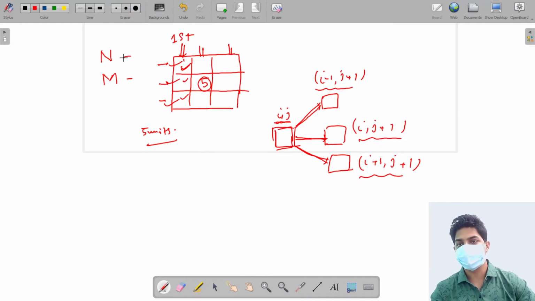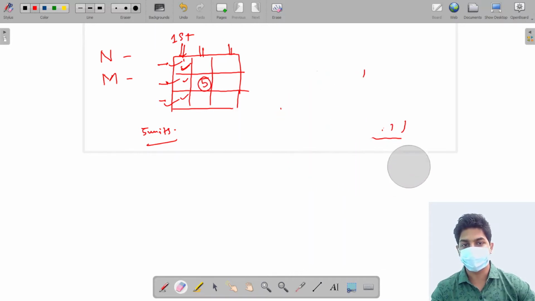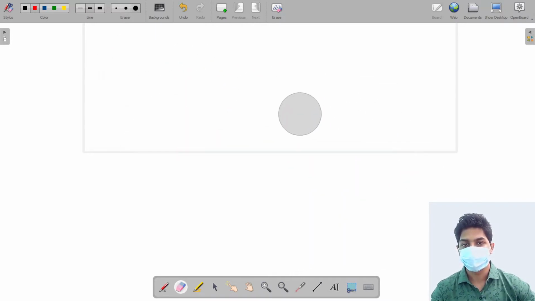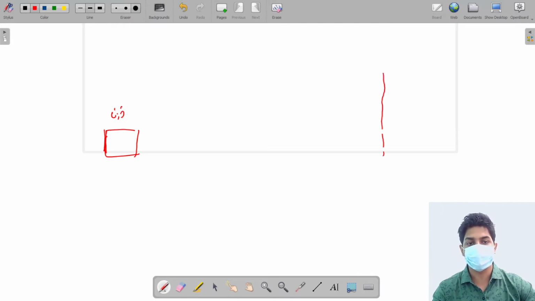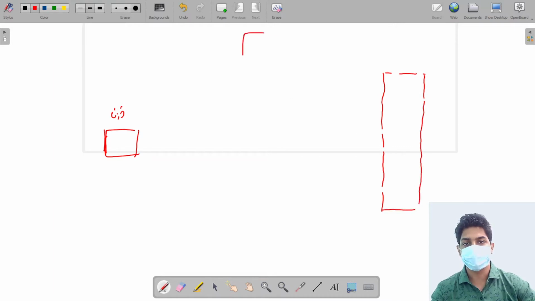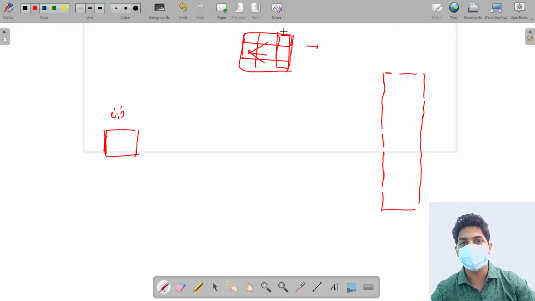So let's see how we can approach this problem. If we are at any cell, suppose i comma j, and we want to calculate the maximum gold, suppose there is a grid, this is a grid. At most we can start collecting from this cell. We can move till the last column. We cannot go beyond the last column since the grid does not exist after the last column. So at most we can move till the last column only.